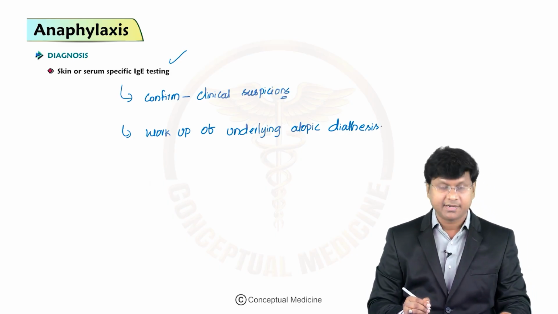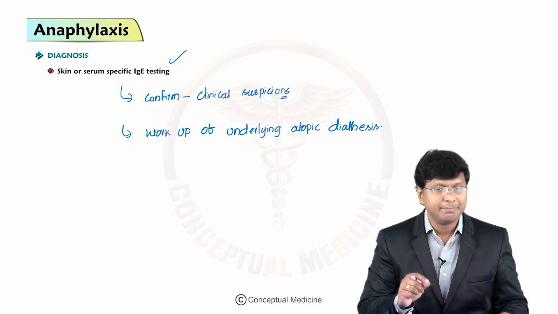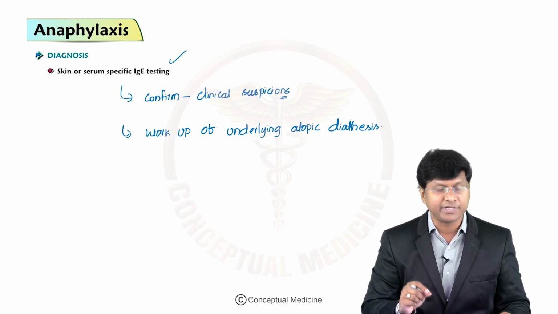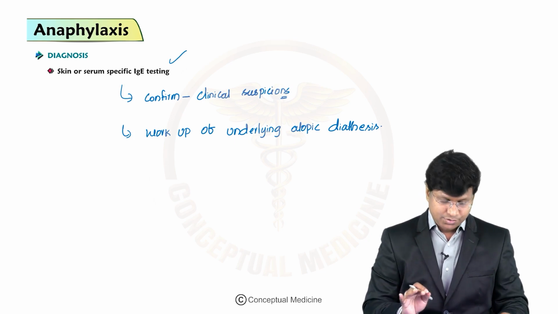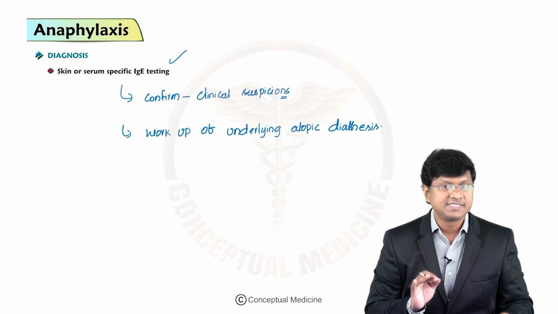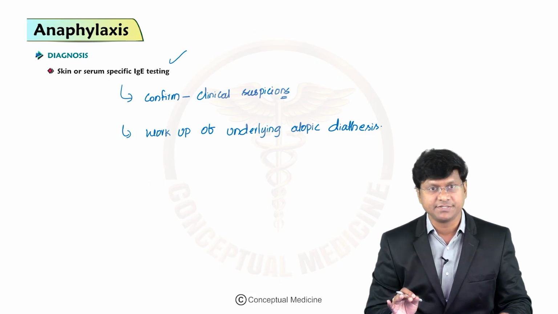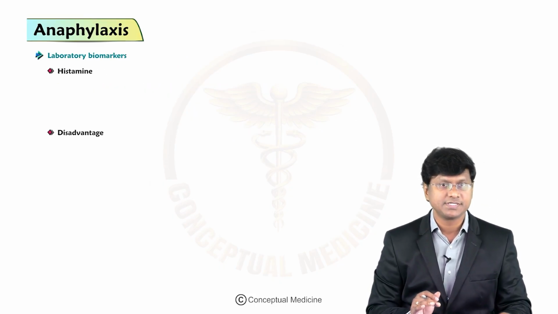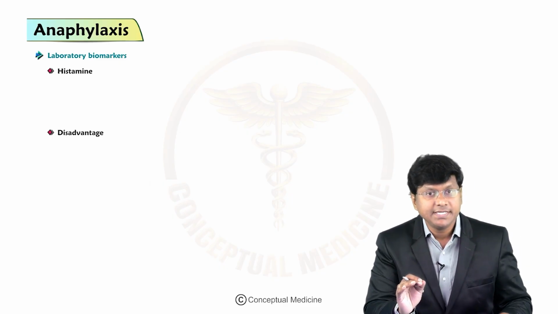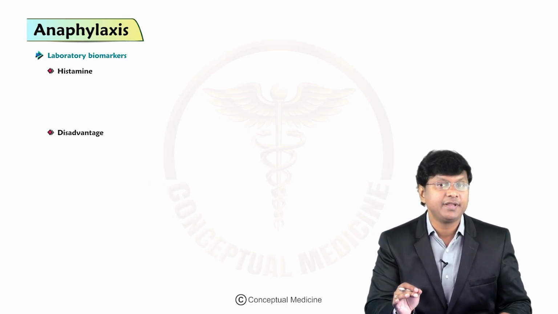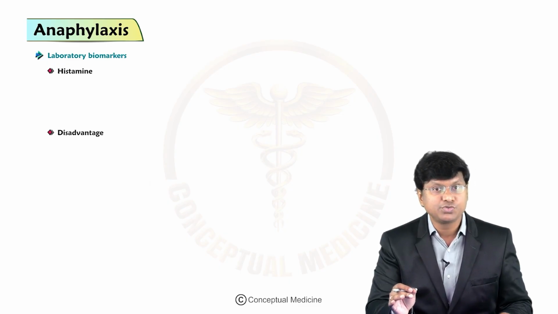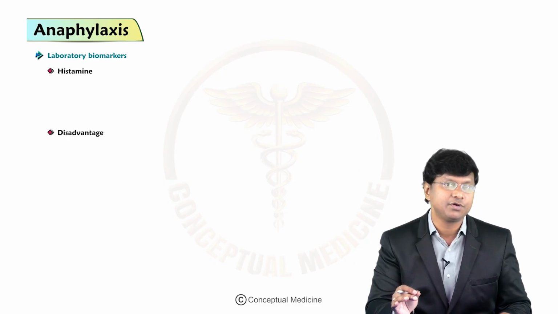Workup of underlying atopic diathesis may be useful to identify the risk factors that could play a potential contributory role. That is about the skin or serum specific IgE testing. Then coming to the laboratory biomarkers. In the acute setting, laboratory biomarkers of mast cell degranulation may be useful to document the severity of anaphylactic episode.